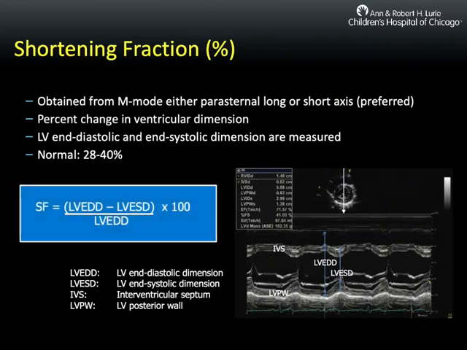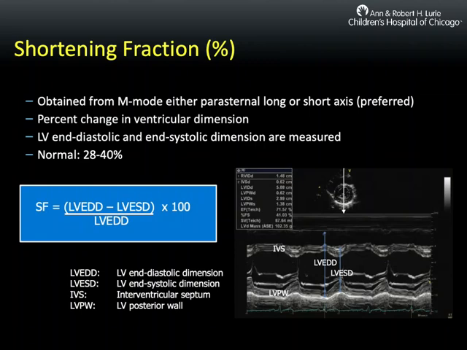So what is the shortening fraction? This is a method of looking at the percent change in ventricular dimensions. It's obtained using a motion mode, or M mode, either through the parasternal long axis or the short axis, which is generally preferred. What you're measuring is the left ventricular end diastolic and the end systolic dimensions across that M mode.